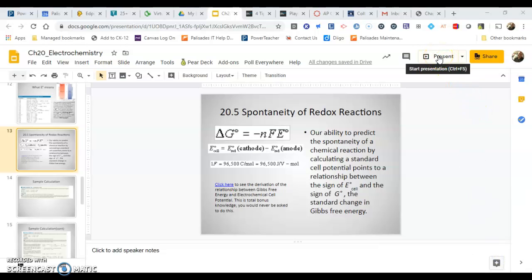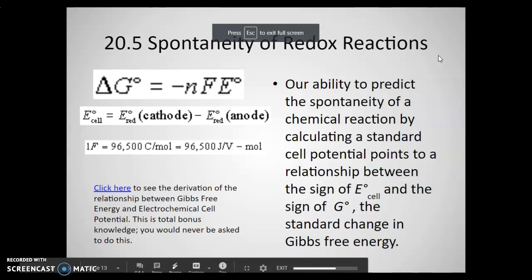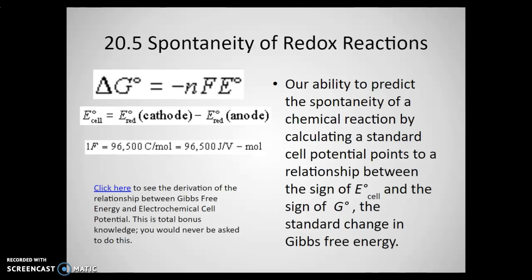Okay, here we're going to finish up electrochemistry. This is the exciting part where we get to connect electrochemistry to thermochemistry to equilibrium. So the spontaneity of redox reactions is governed by this equation. The relationship between delta G, or Gibbs free energy, and electrochemical cell potential is right here. Delta G equals negative NFE.